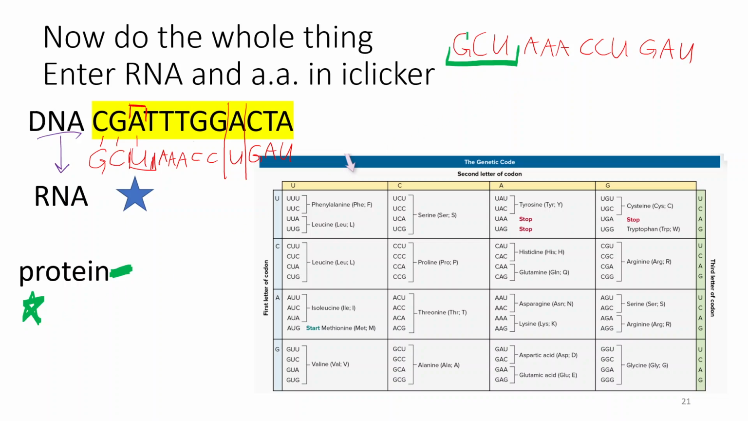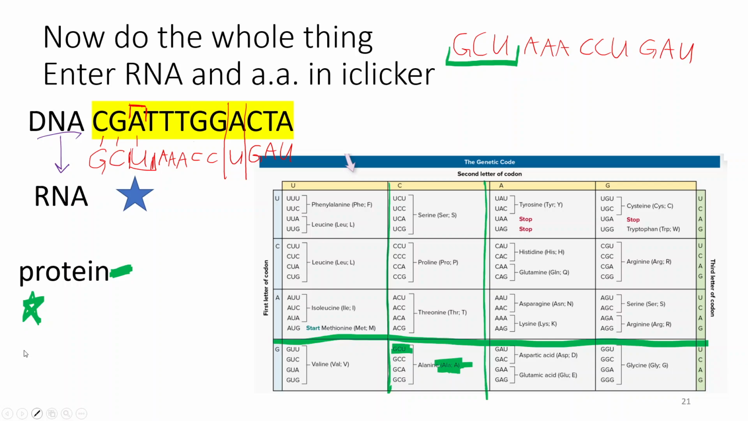So green, our first nucleotide is G. So we go down to the G row. We know that we are going to be working in this row. Okay. Our second nucleotide is C. Here it is. So we're going to be working in this column. And then our third nucleotide is U. That's right here, GCU. So our first amino acid is alanine.